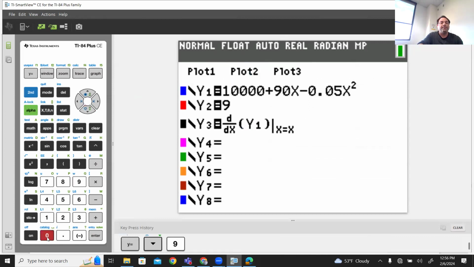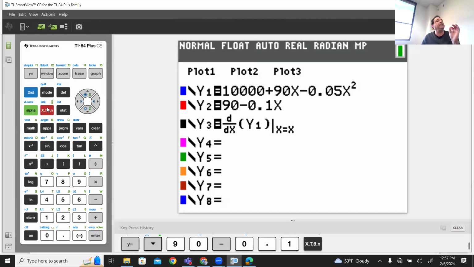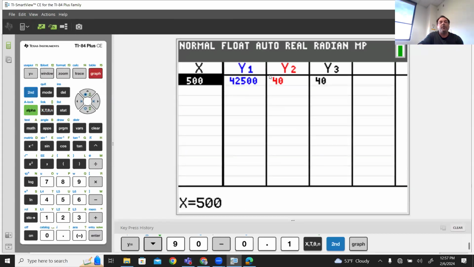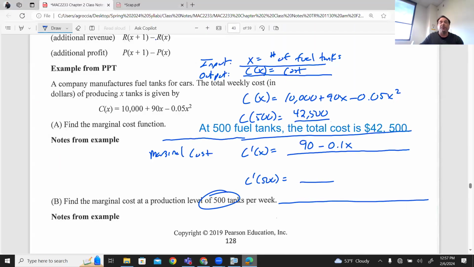Okay. So now I'm going to go to the calculator, go to y equals, and in y2, put 90 minus 0.1x. Now, if I did this correct, what should match? Y2 and Y3. So when I go to the table, Y2 and Y3 both give me 40, which is great. So I got the answer, but the question is, can I explain it? That's the hard part, right?